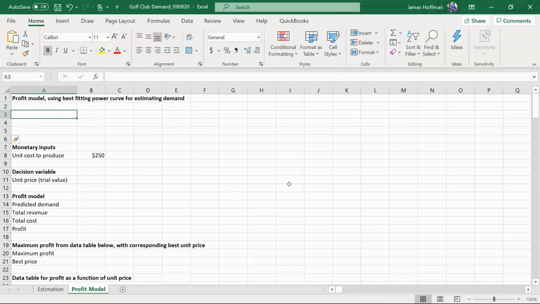Okay, so in this we're going to add a section to just put in the parameters from the previous work we did. And so in A3, let's just title this section parameters of power curve.